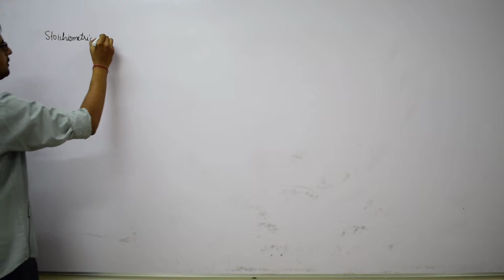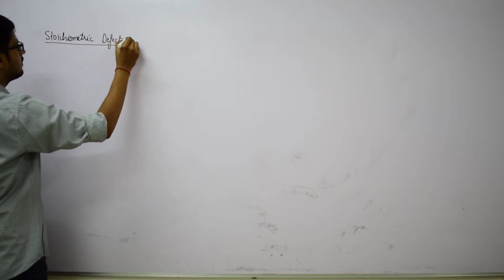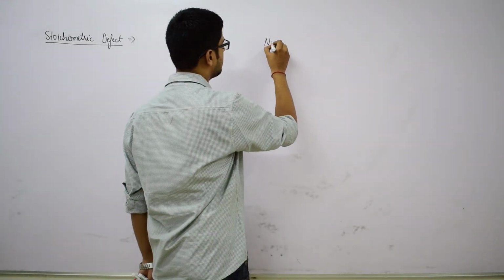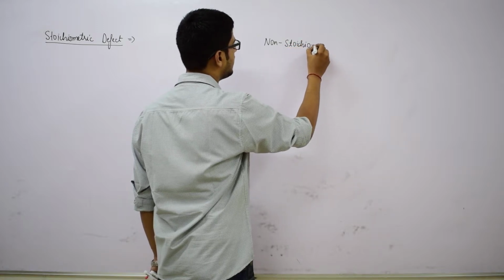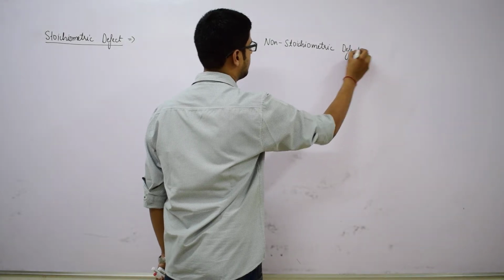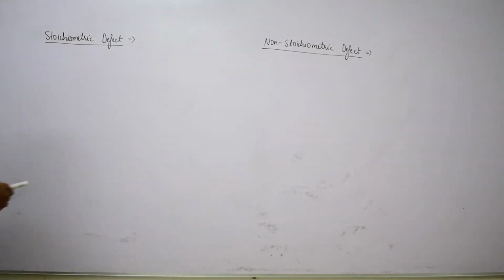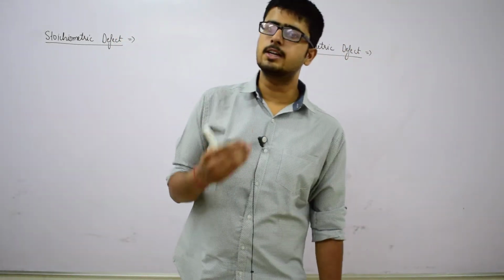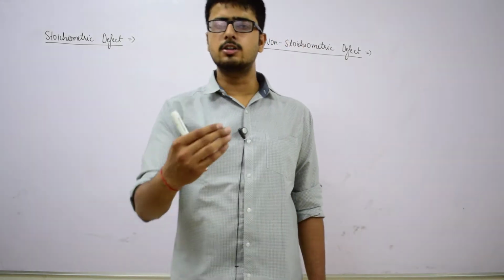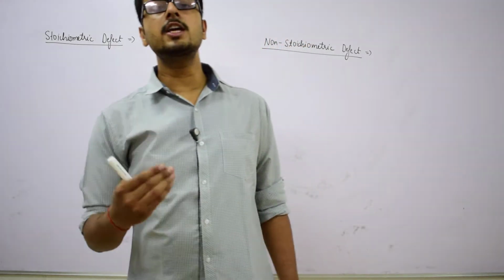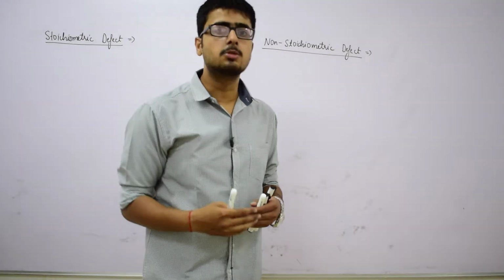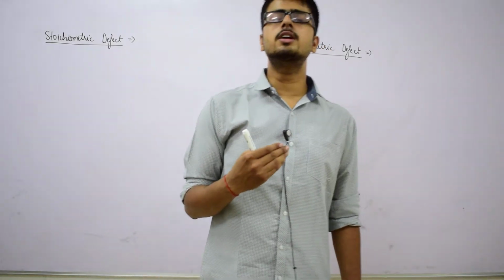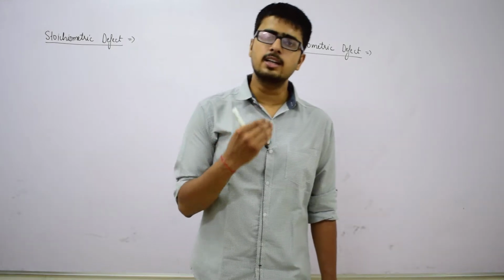Now, the point defects are of further two types, that are stoichiometric defect and the next one is non-stoichiometric defect. Stoichiometry refers to the equal number of positive and negative ions. If there are equal number of positive and negative ions, then we say that it is stoichiometric, or the ratio between positive and negative ions is stoichiometric. But if there are not equal number of positive and negative ions, then we say that they are not in stoichiometry. So, stoichiometry and non-stoichiometry refers to the number of positive and negative ions which are found inside the crystal.